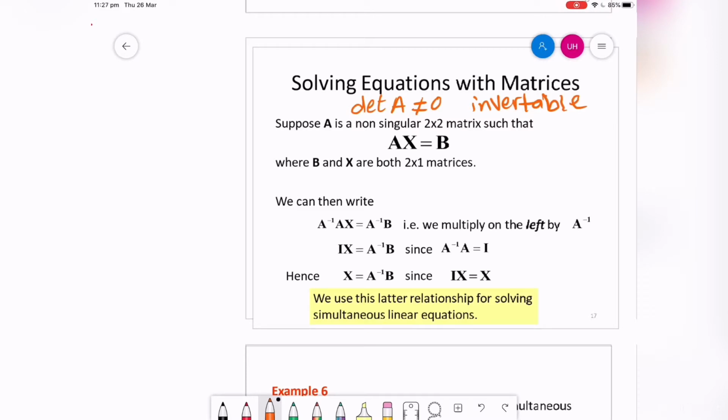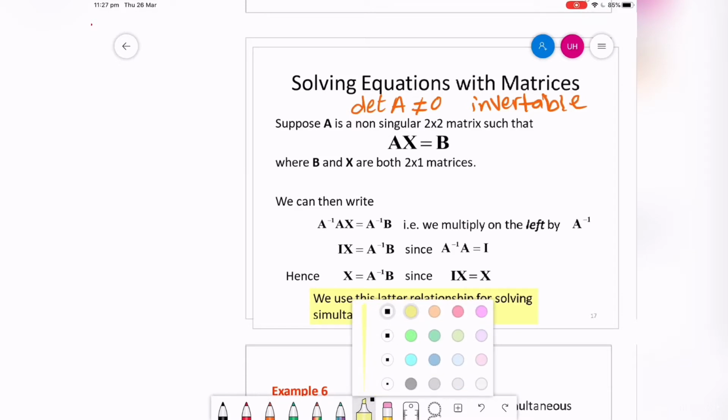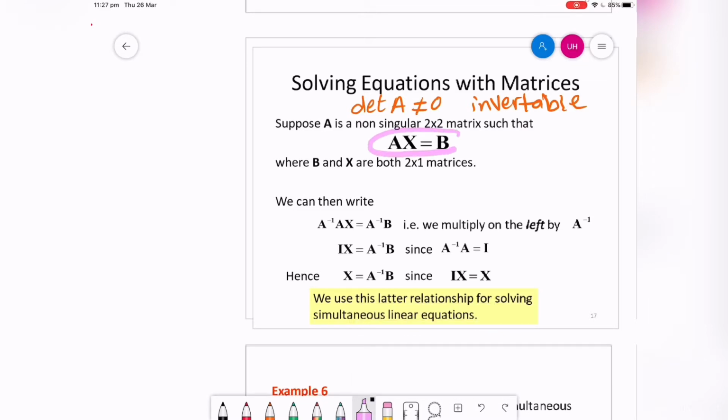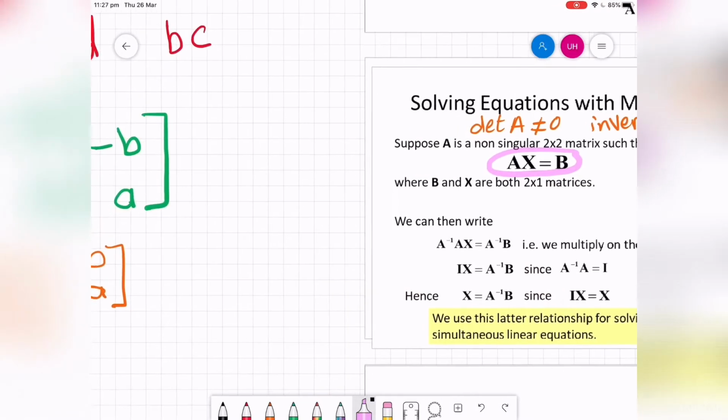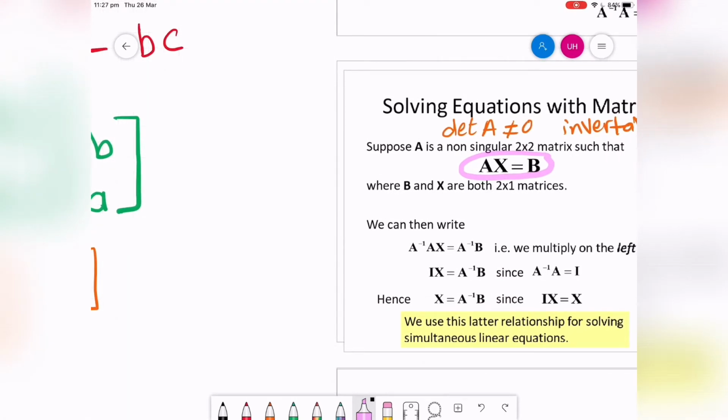So if there is a 2 by 2 matrix which is non-singular, that means the determinant of A is not equal to 0, and we can find the inverse for it. Then we can use this expression, AX equals B. You can use this expression, AX equals B, where A is the matrix A, X is the matrix of the variables, and B is the matrix of the products, or we can say it's the column of the constants.